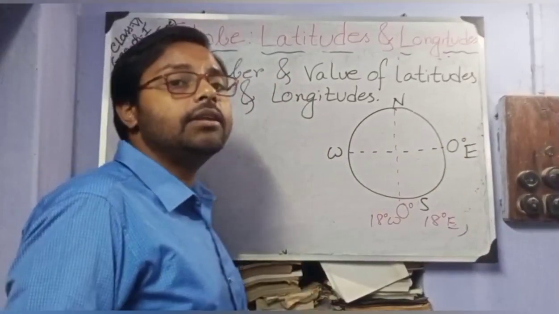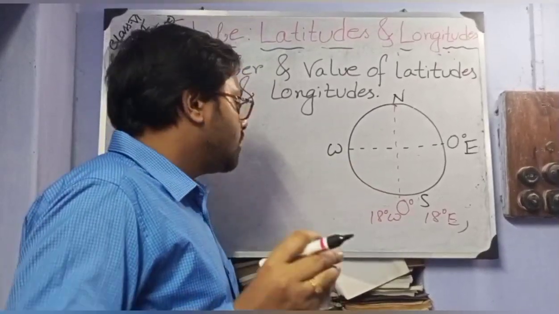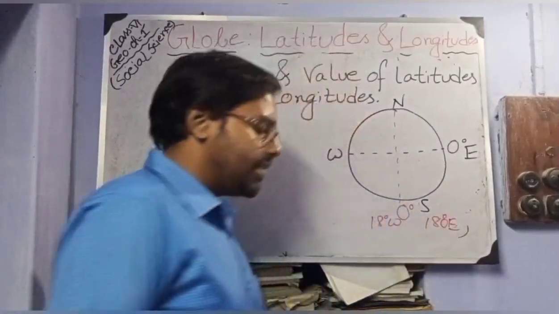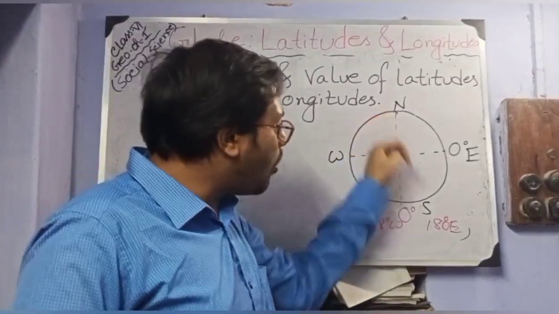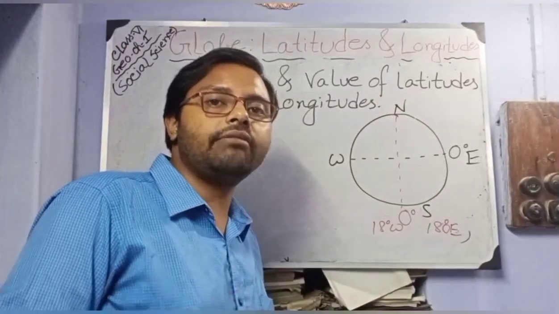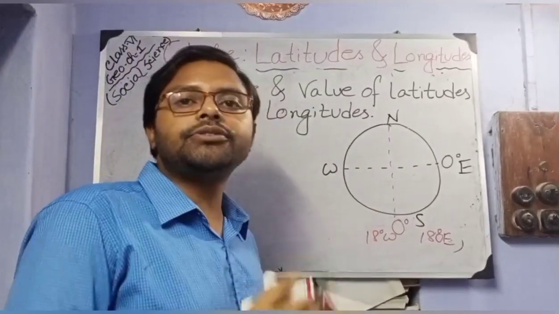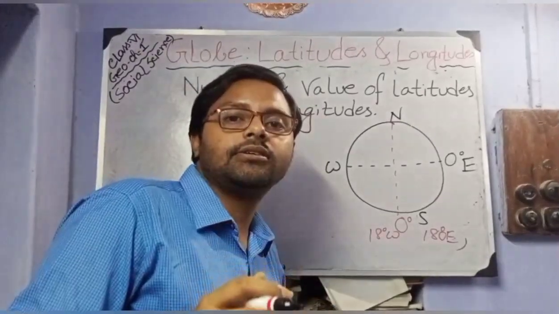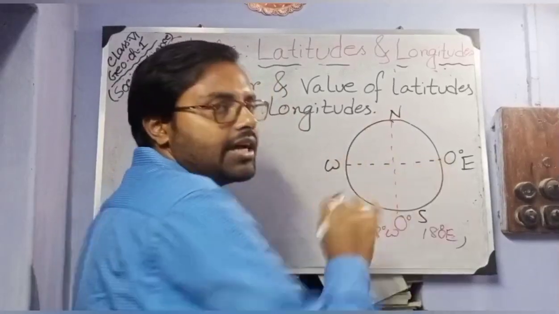But how many imaginary lines of latitudes and longitudes are there? One thing always remember: there are no such lines practically on the earth. These are all imaginary. Whenever we use a map, we draw these latitudes and longitudes to identify the location of a place. If you see a picture of the earth from satellite, you can't see these lines there. There is no line.